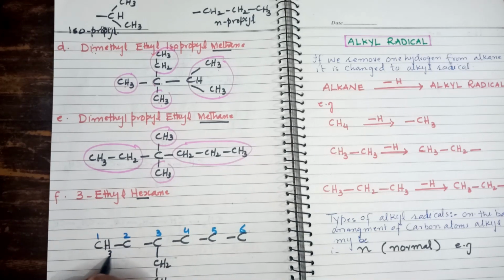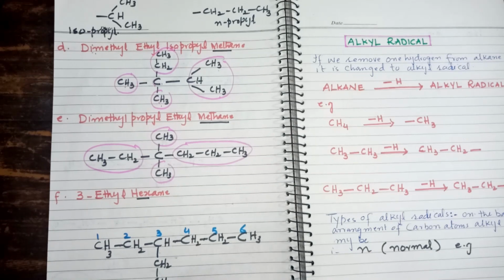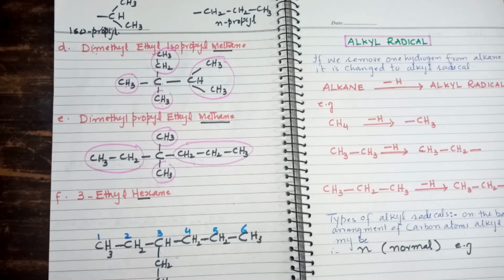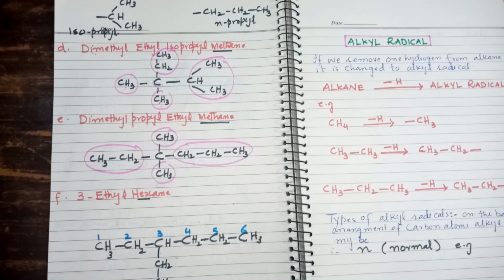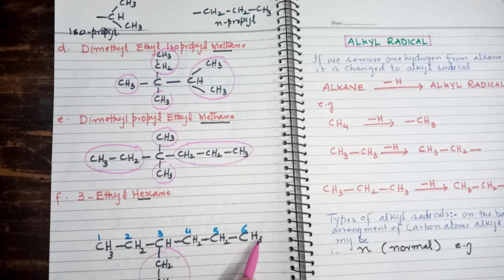Here we have 3 hydrogen, then 2 hydrogen, we add 1 hydrogen, we add 2 hydrogen, we add 2 hydrogen, we add 3 hydrogen, right? So this is the structure of 3-ethyl. At the third carbon, we have ethyl radical. This is the ethyl radical, right? So what is the structure of the molecule? 3-ethyl hexane. I hope this is clear to you.